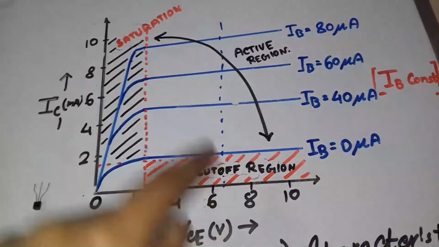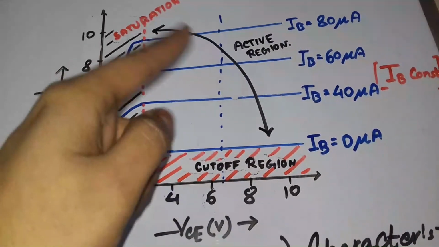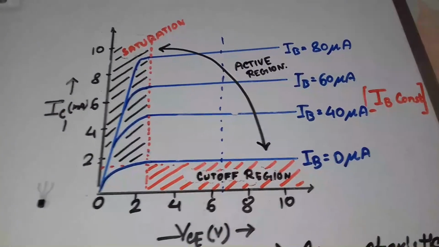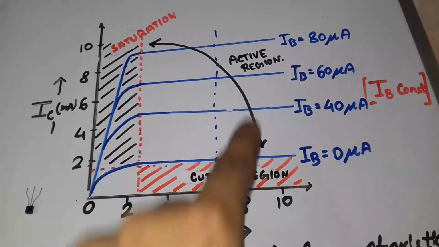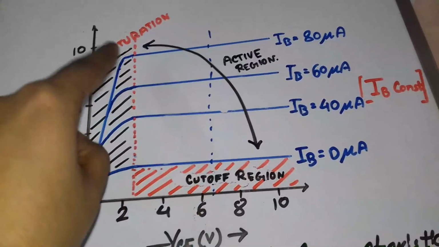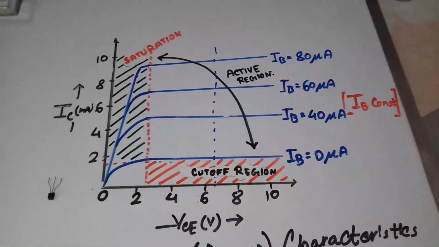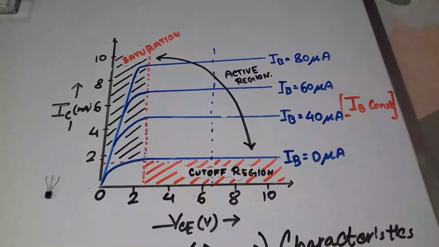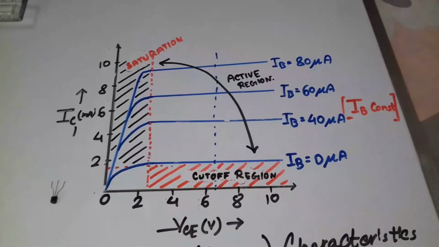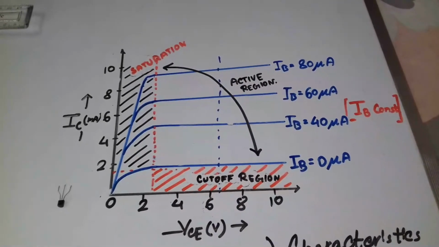Here the transistor will act as an amplifier. So here is the off state of the transistor, here the amplification purpose, and this is the on state of the transistor. So that's all about the output characteristics curve.